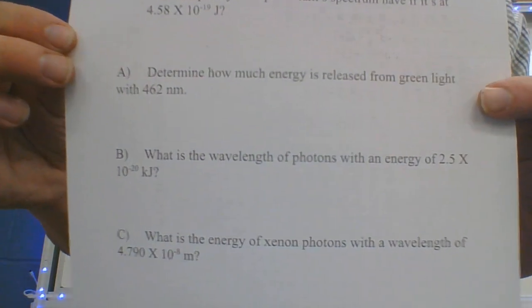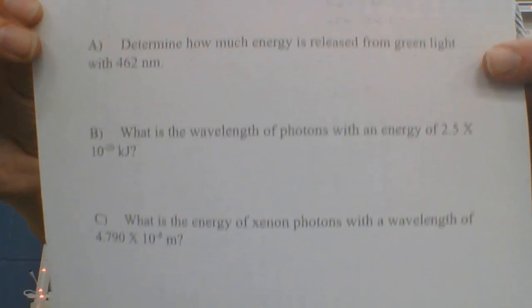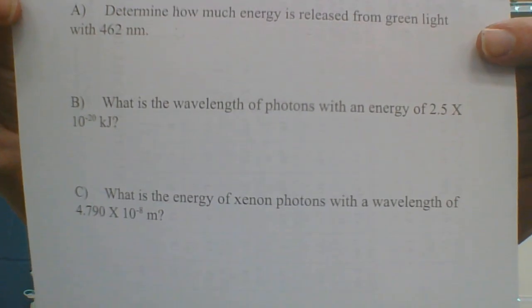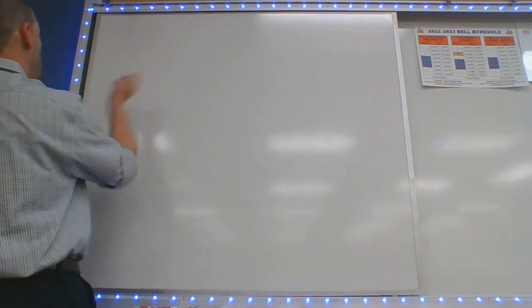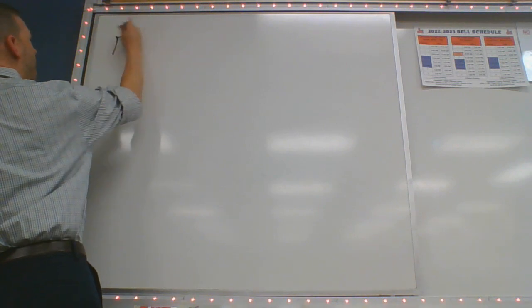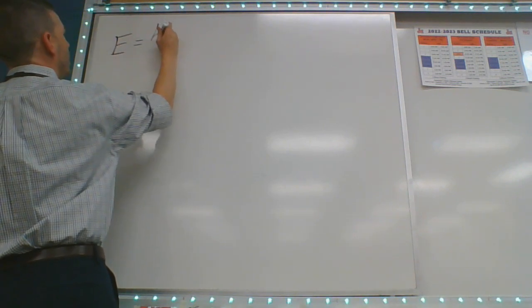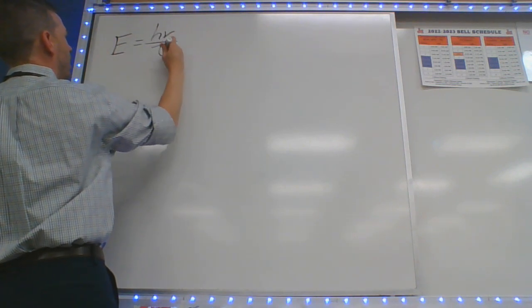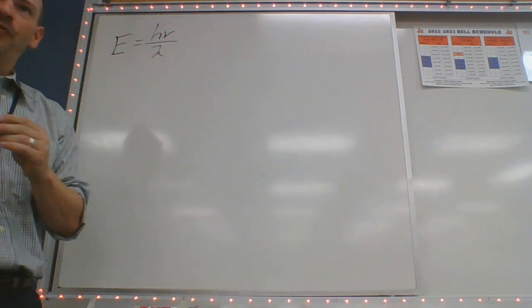Now, when you look at B, do you see that there is no frequency anywhere? Verify there's no frequency anywhere. That's one of the things that we check. So right away, I know that I'm going to use the only equation that doesn't use frequency.